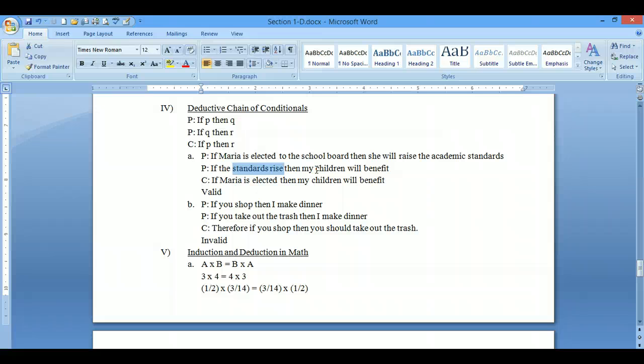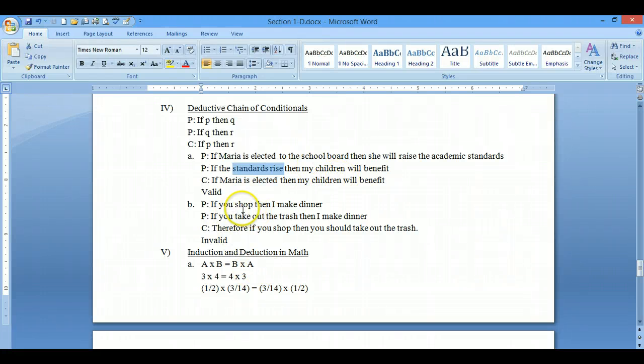If you shop, then I make dinner. Next premise, if you take out the trash, then I make dinner. Conclusion, therefore, if you shop, you should take out the trash. Well, this might work in some households, however, it was not a valid argument.